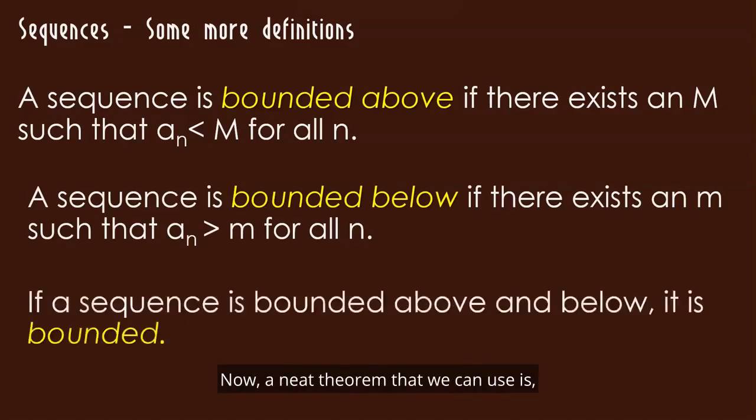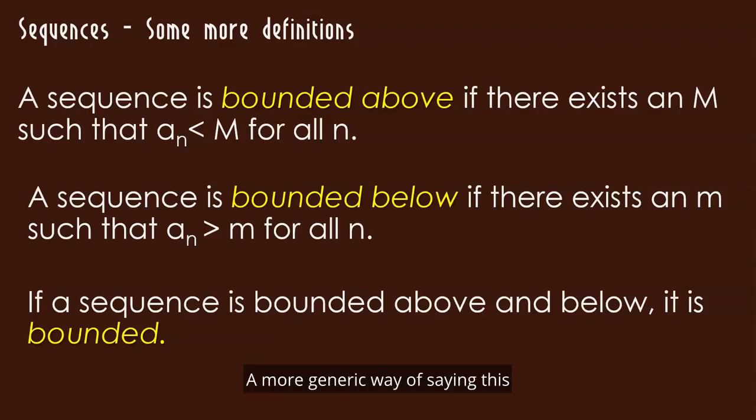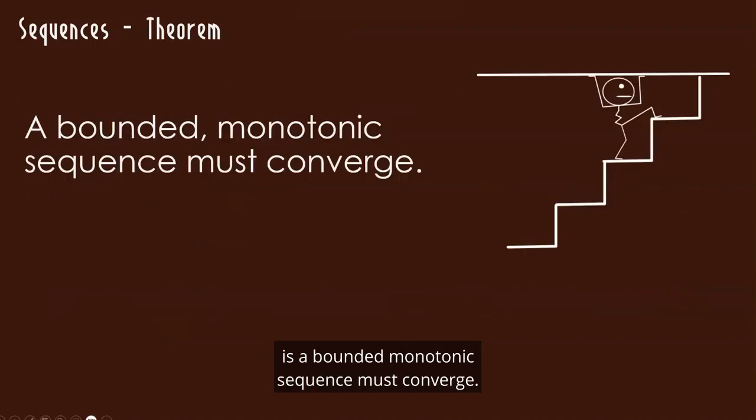Now, a neat theorem that we can use is if I know it's bounded above and it's increasing, well then it's got to converge because it's got nowhere to go. It's going to get closer and closer to that top part. Similarly, if it's bounded below and decreasing, it'll have to converge because it's got nowhere to go. A more generic way of saying this is a bounded monotonic sequence must converge. This is actually a little bit too specific. I can just say if it's bounded above and increasing, it will converge, or if it's bounded below and decreasing, it will converge. Like this little guy trying to go up the stairs: he keeps climbing, but he's going to get squished into the floor because he's bounded above.